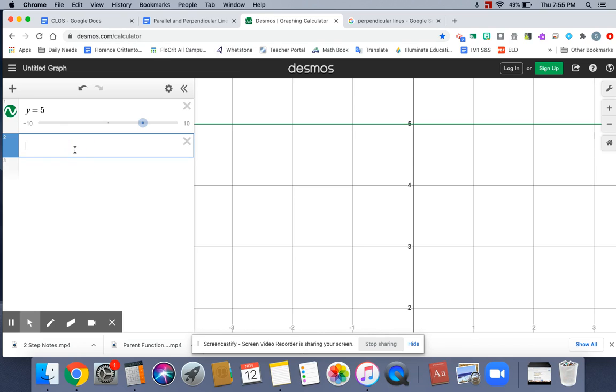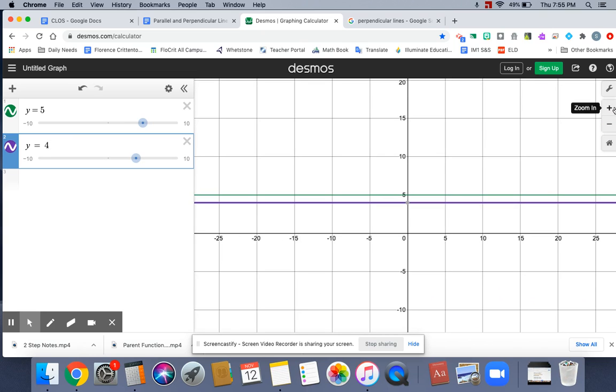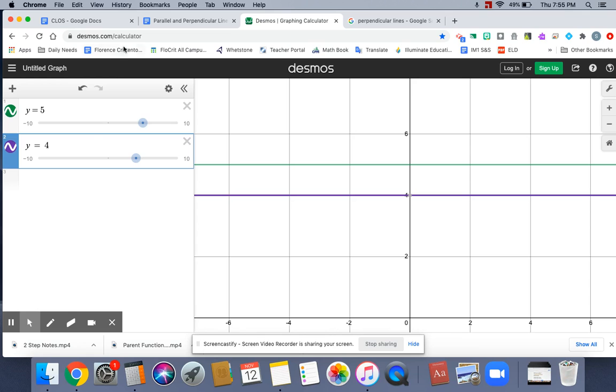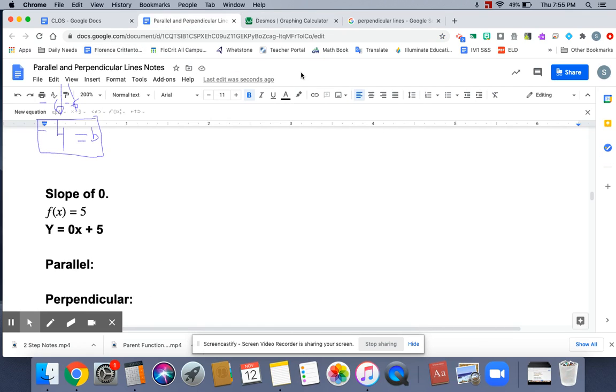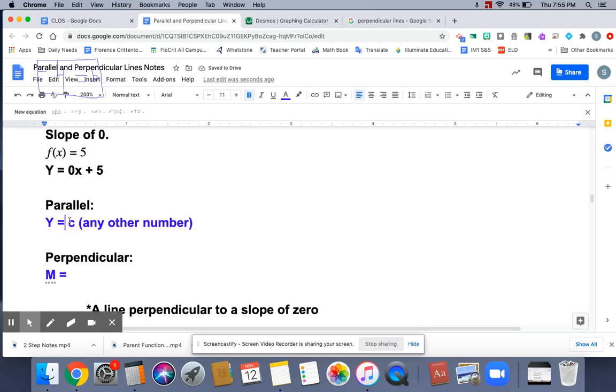So if I want to make a line parallel to it, that's really easy. That's y equals any other number, like y equals 4. See? They're parallel. They'll never cross. Never, ever, ever. So for parallel lines, it's y equals c being any other number. For parallel lines, the slope had to be the same. It had to be 0x. So as long as there's no x values written there, it's going to be parallel to it.